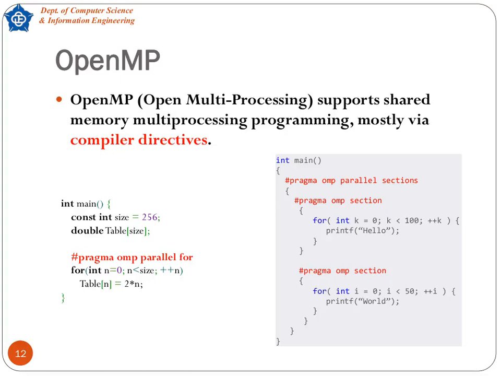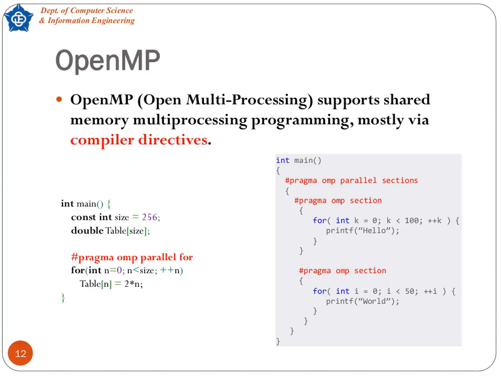This directive tells the compiler to split the loop iterations across multiple threads, with each thread computing table equals 2*n in parallel. Next, we switch to #pragma omp parallel sections to define two independent code blocks. The first section runs a loop that prints hello 100 times, while the second prints world 50 times. Both sections execute concurrently on separate threads, showing how effortlessly you can parallelize distinct tasks.